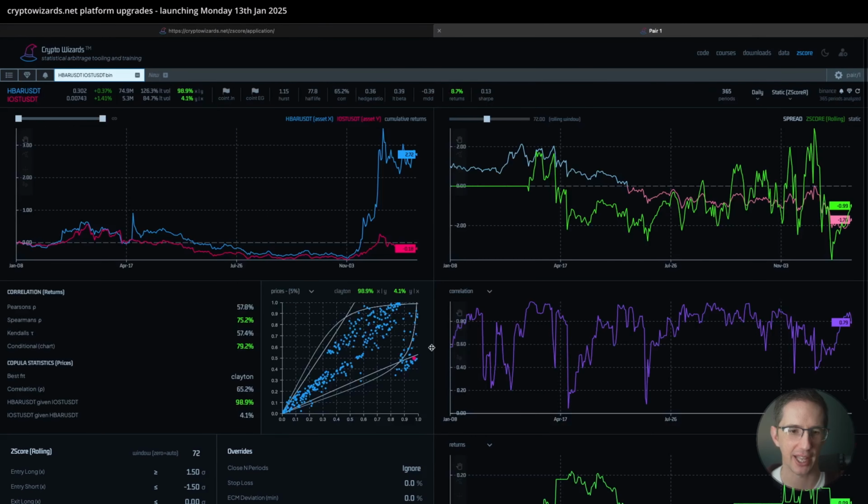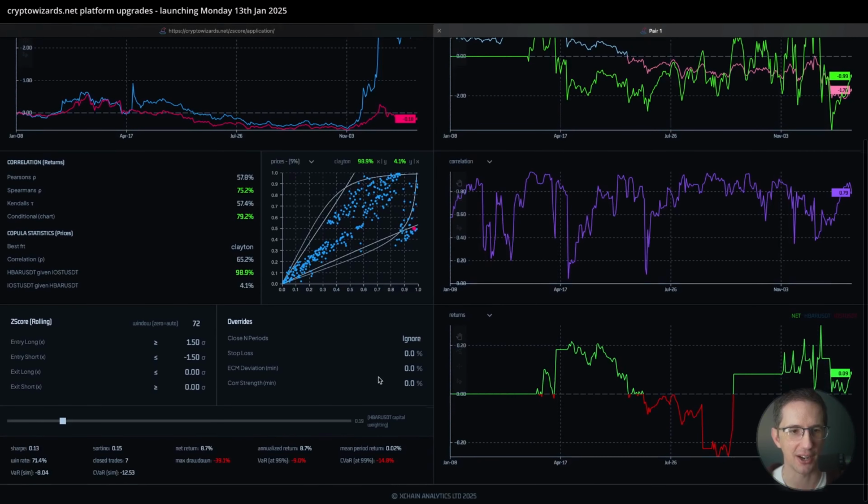Let me go and take a look at that. Now, this is very interesting. So if I look at this analysis here on the Copula, and I know I'm jumping around, but the flow of this needs to make sense, the best fit Copula that we could find for this pair is what's known as the Clayton.